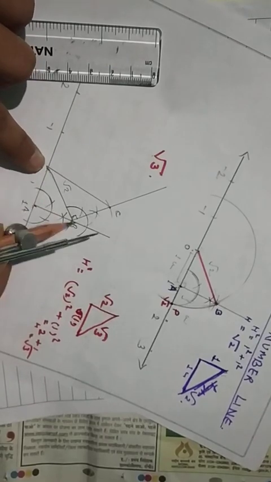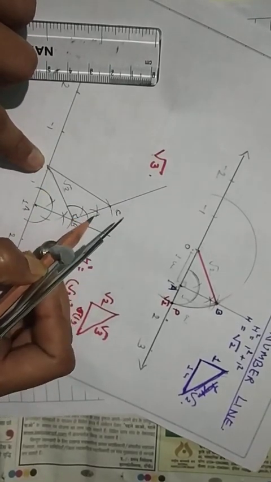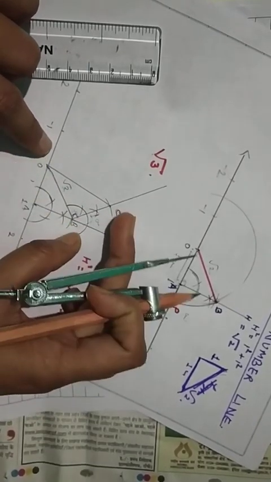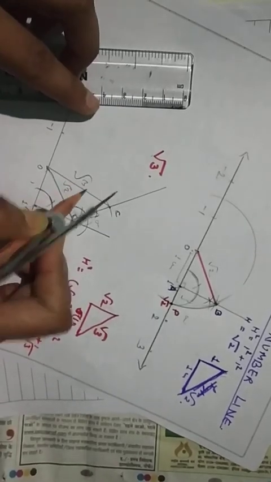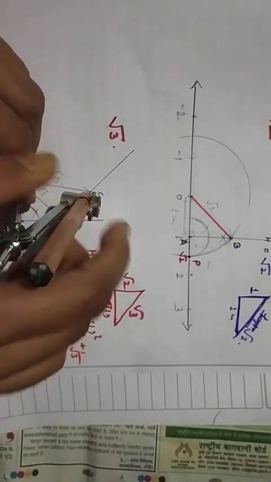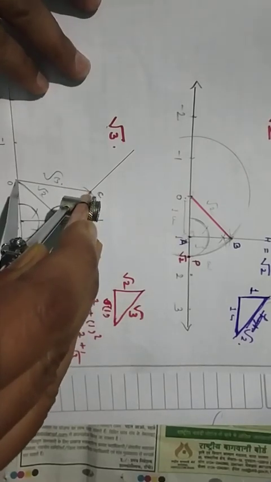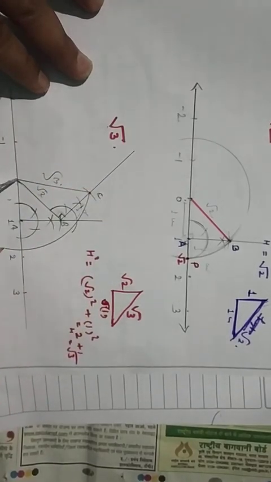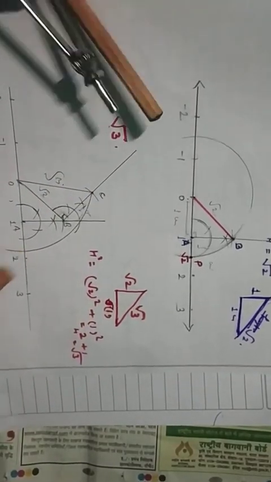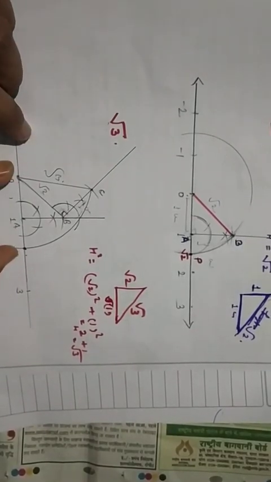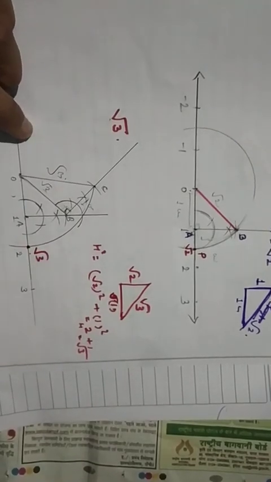Why? Because this distance is under root 2. This distance is 1 unit. Now just apply the Pythagoras theorem. This is 90 degrees. Under root 2 squared and 1 squared will give under root 3 squared. So OC is under root 3. So we are going to take OC as a radius and draw the arc like this to mark under root 3 on the number line. So this distance, O to this point, is equal to under root 3. So this point will be under root 3.